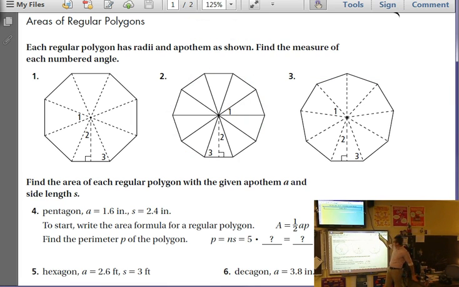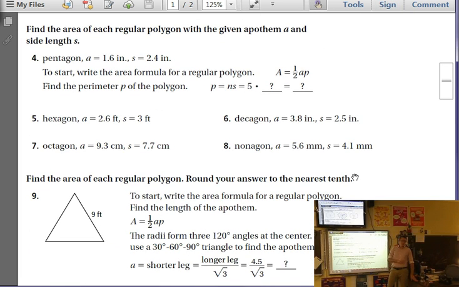Now, in our next set, we're asked to find the area of a regular polygon, and almost all of the work we do assumes that the polygon is regular. We have the apothem A, versus the radius. The apothem is like the long leg of the triangle, whereas the radius, which some people say can't exist because it's not a circle, is the distance from center to vertex, so it is essentially your hypotenuse. So if we have a pentagon with an apothem 1.6 and a side length of 2.4.